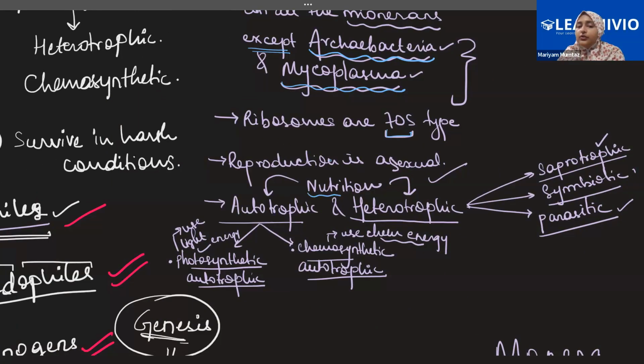And talking about the nutrition in them. Some of the members of Kingdom Monera can be autotrophic, meaning they can make their own food, and the others are heterotrophic, meaning they cannot make their own food. Now, if they are autotrophic, they can be of two types: photosynthetic autotrophic and chemosynthetic autotrophic. Photosynthetic means they use the light energy to make their food, and chemosynthetic means they use chemical energy to make their food.